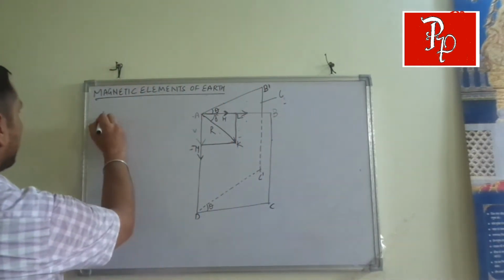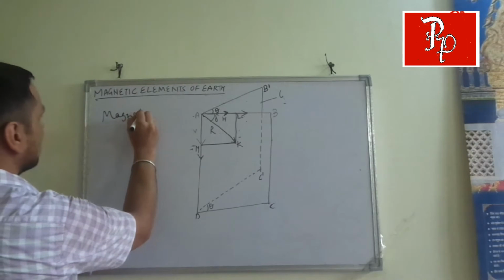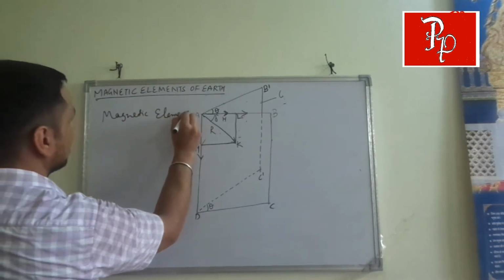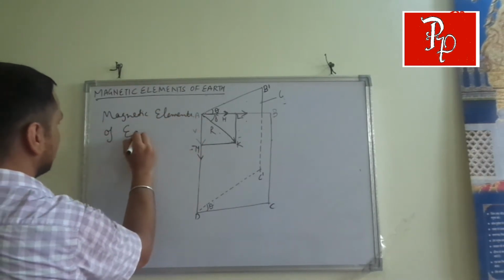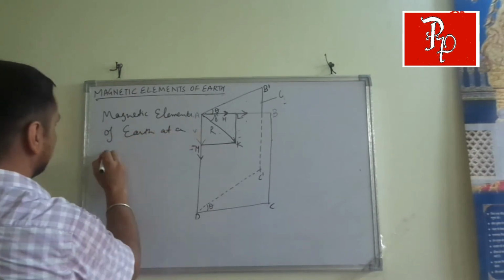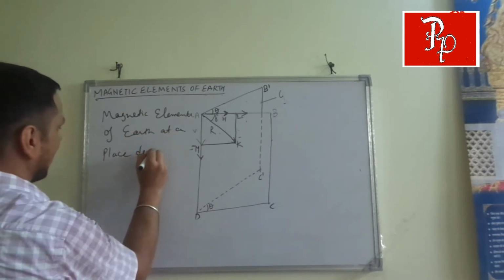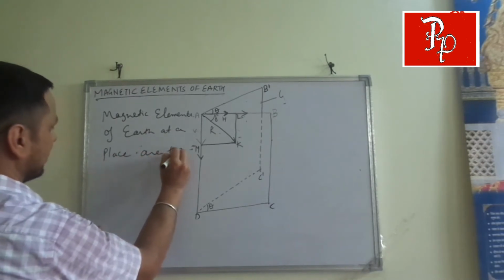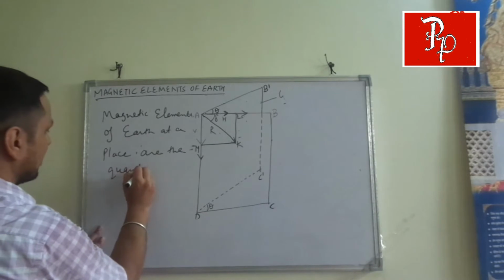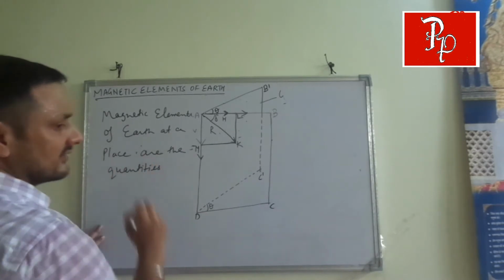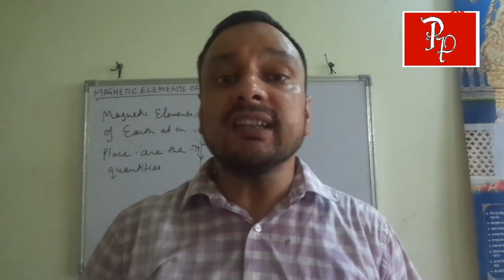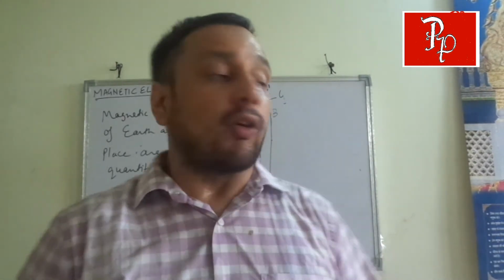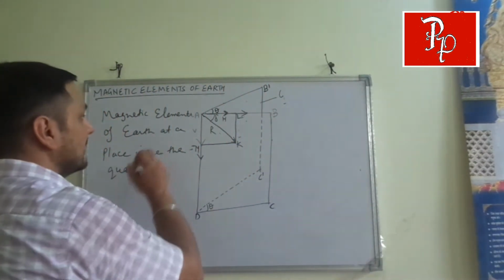तो magnetic elements of earth at a place describes are the quantities, basically are the quantities. एक तरह की quantities होती हैं. These are basically a type of quantities which express about the strength of magnetic field, about the strength को बताती है magnetic field की, and they tell about the angle of declination and all.